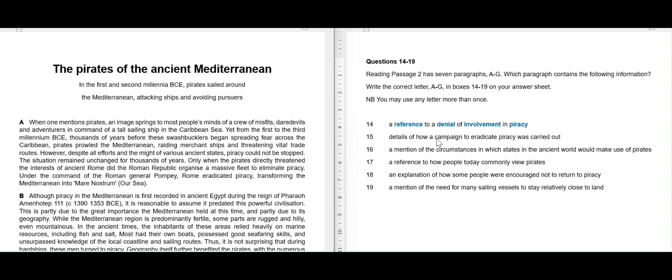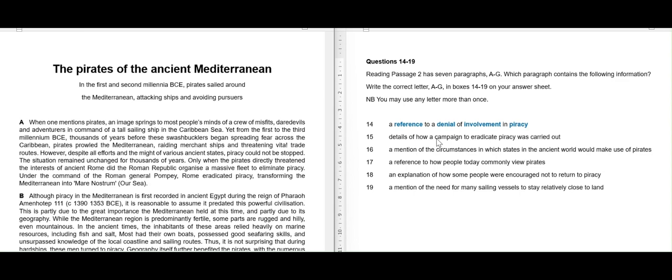Questions 14 to 19 are of paragraph information matching type. We have prepared a separate lesson in which you can learn the trick to solve these types of questions easily, quickly, and accurately. Please see the description for the link of the lesson.